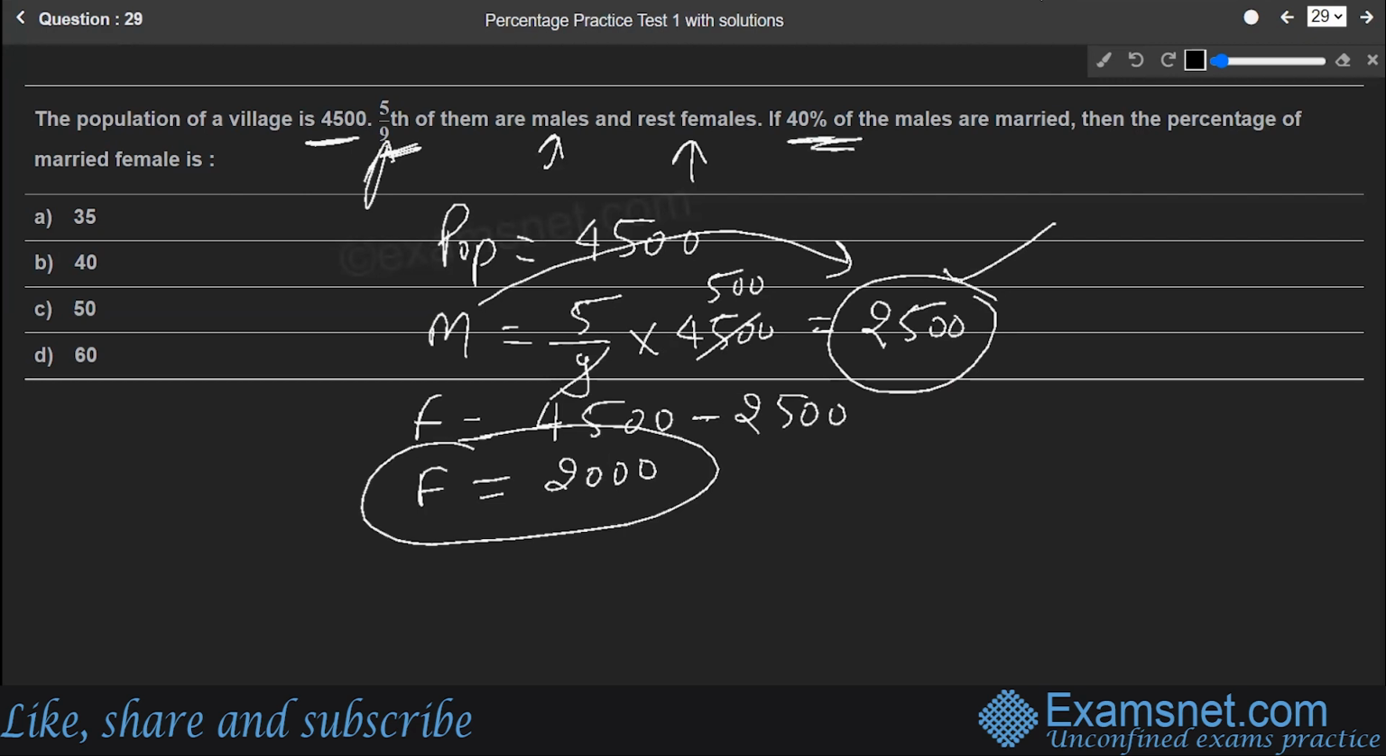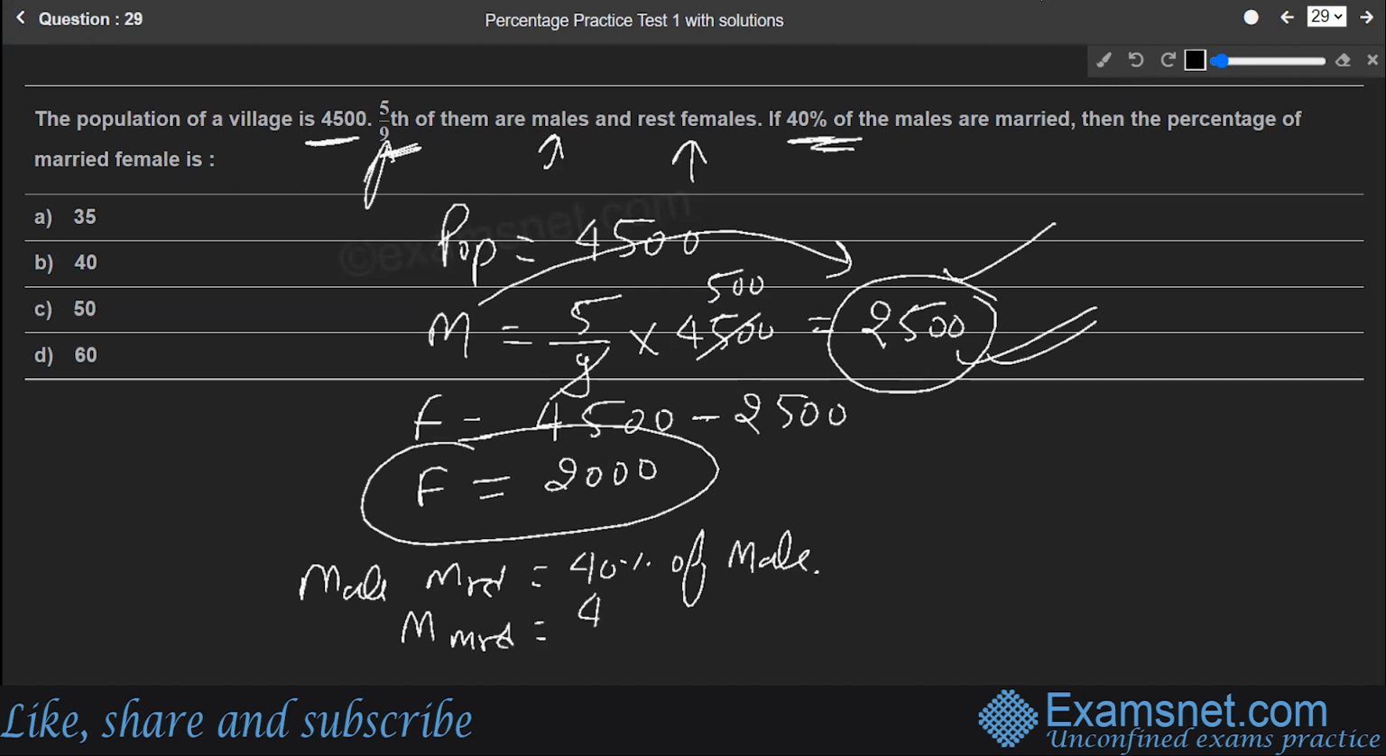Then he says 40% of the males are married. So how many males are married? 40%, okay, 40% of what? 40% of total males. We know the male number, that is 2,500. We are just supposed to calculate 40% of the male number, that is 2,500. If we solve this further, it comes out to be 1,000. So 1,000 males are married.